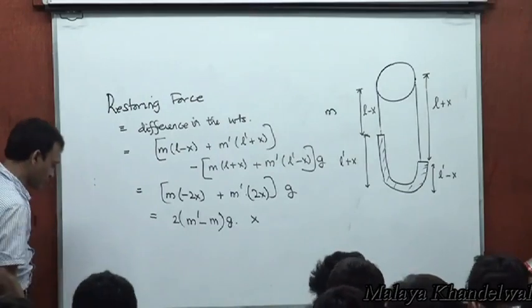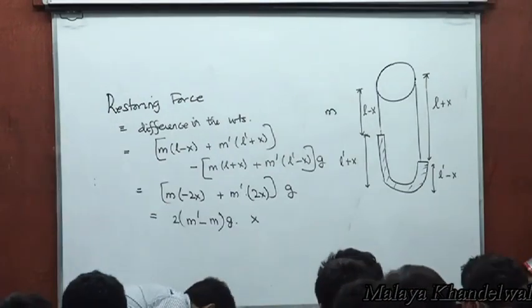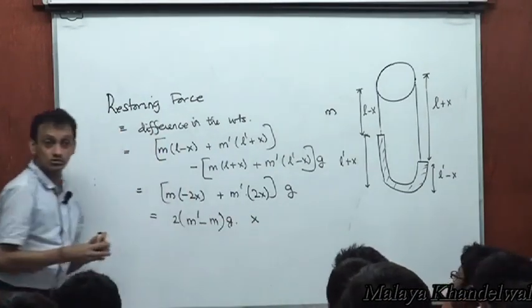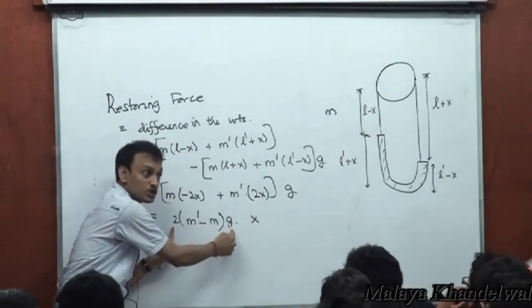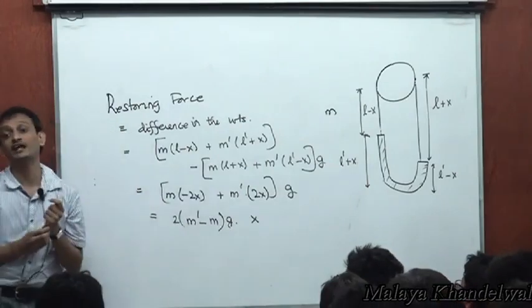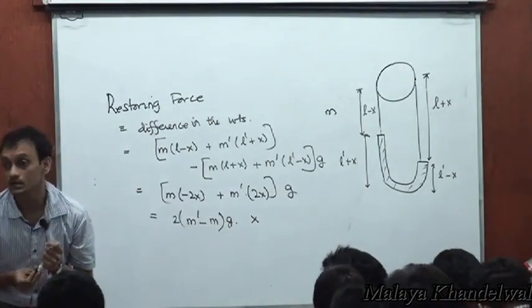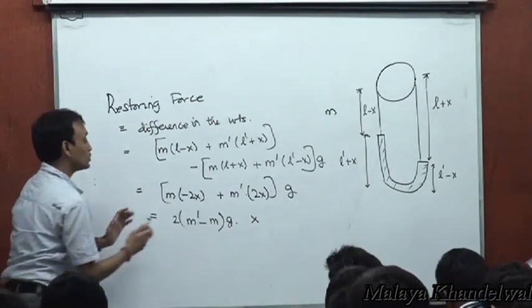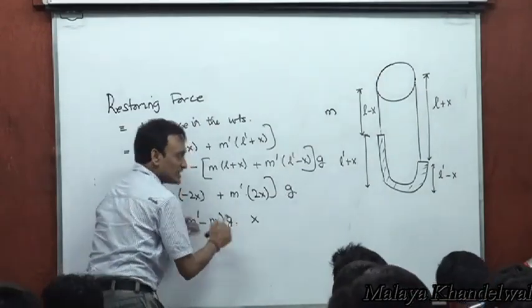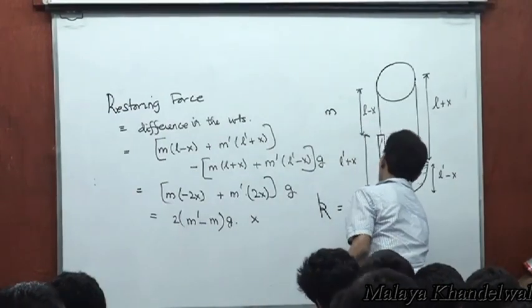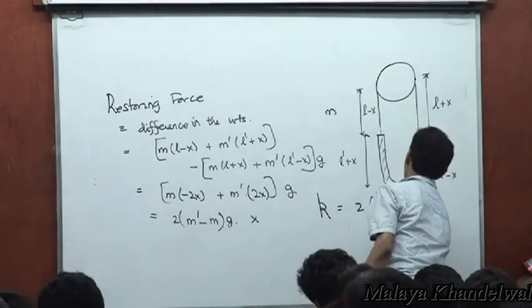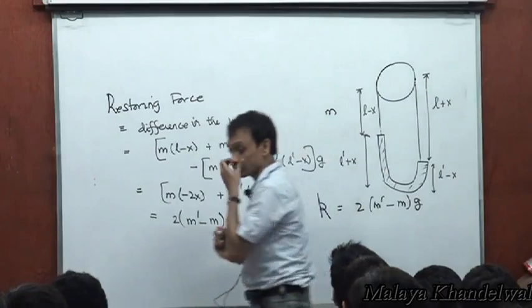Hey, restoring force proportional to the displacement x. 2 into this must be the constant of proportionality. Motion executed must be simple harmonic. So the k of the motion is 2 into m prime minus m into g. That's the k of the motion.